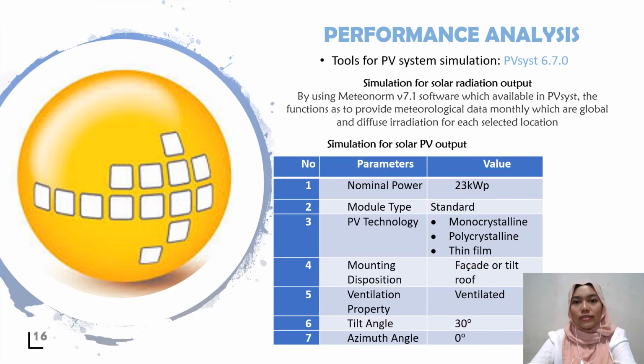Performance analysis. The tool that will be used for this project is PV-SYS version 6.7.0. Two outputs can be obtained using this simulator. Firstly, simulation for solar radiation output. By using Meteonorm version 7.1 software, which is available in PV-SYS, the function is to provide monthly meteorological data, which are global and diffuse irradiation for each selected location.